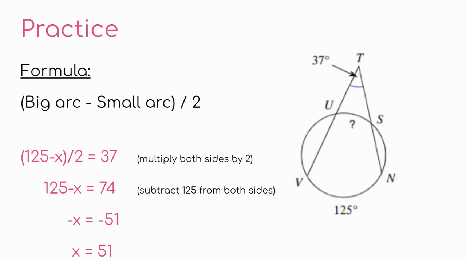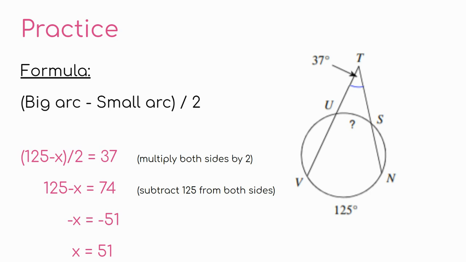The first thing you always want to do is get rid of that divide by 2. You're going to do that by doing the opposite operation. The opposite of dividing by 2 is multiplying by 2. So what I did in my steps is that I multiplied both sides by 2. On the left, that gets rid of the divide by 2. We're left with 125 minus x. And then 37 times 2 is 74. So when I multiply both sides by 2, I get 125 minus x equals 74.